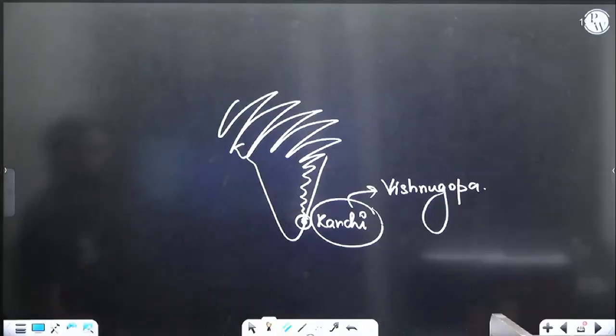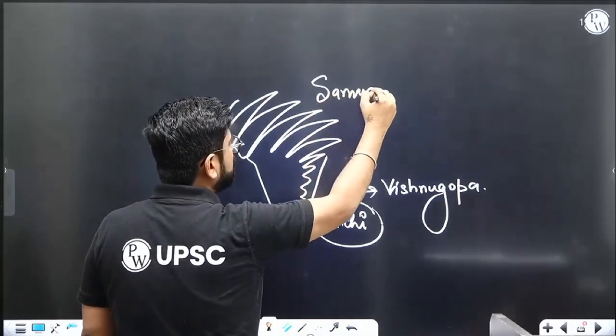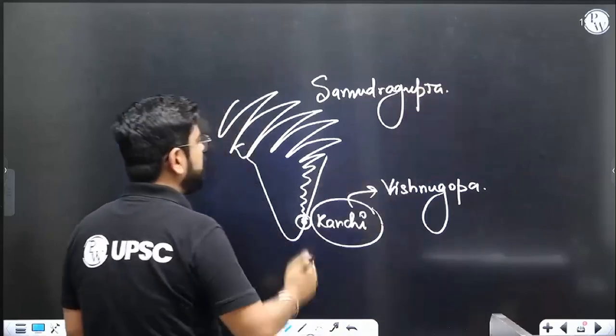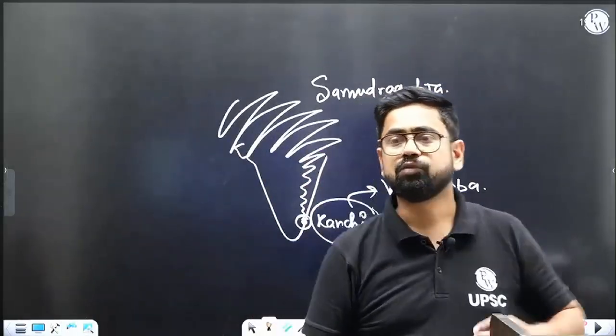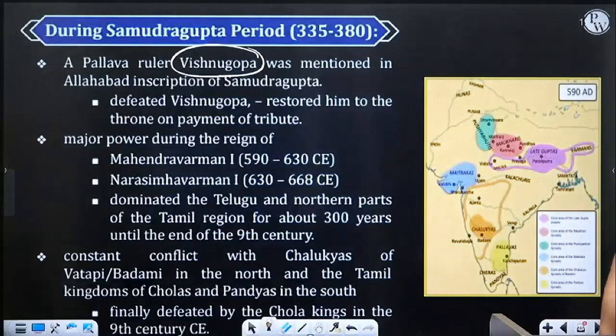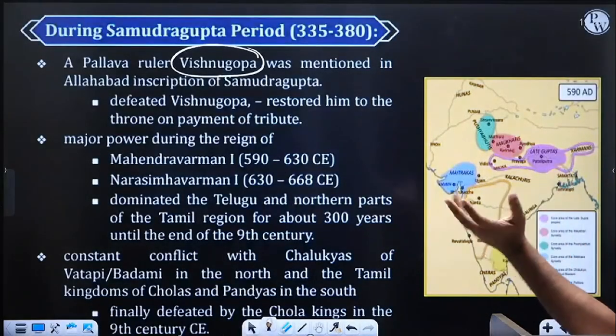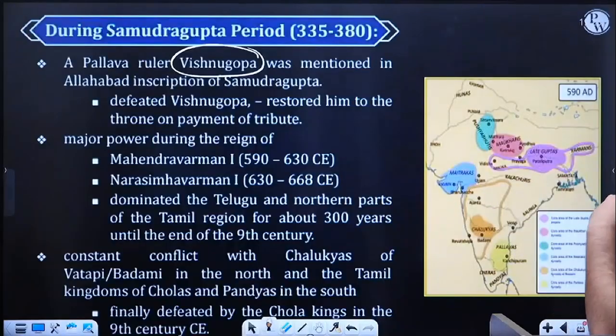So one more name for the sake of history of Pallavas. There was somebody who had lost to Samudragupta. Remember Samudragupta. So he came down this way, a different approach to different kingdom. So that was Vishnu Gopa. He had defeated Vishnu Gopa, and then we know he was reinstated. He must have paid some tribute because I don't think there's any other option. Other than that, the important ones are Mahendra Varman, Narsimha Varman, etc.